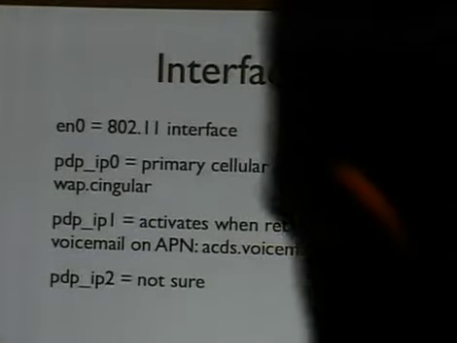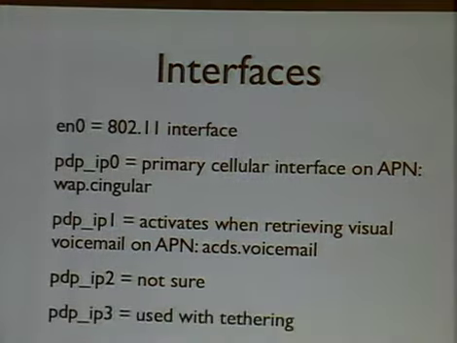PDP IP2, I'm not really sure. I've never seen it up. I don't know what that does. PDP IP3, the third internal interface, that's used with tethering. So anytime that you tether your iPhone, even though you're not supposed to, that is what you would use. It runs a little DHCP server to give your Mac or your PC or whatever an IP address.